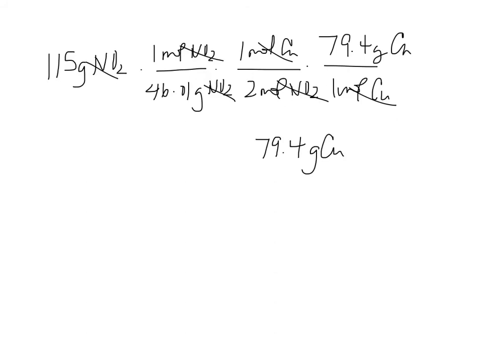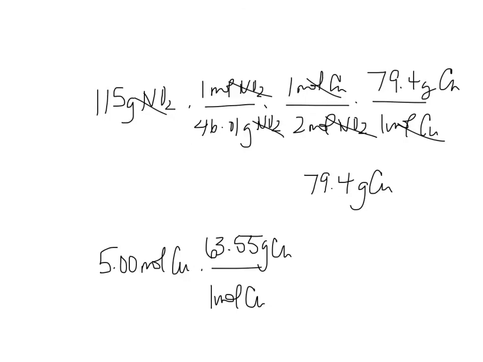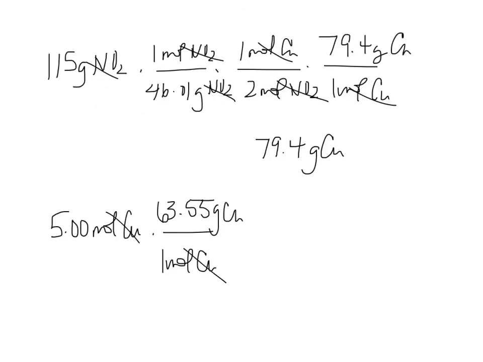Now this isn't our answer. It wants to know how many grams of the excess reactant is left over. But guess what? You don't know how many grams of the initial excess reactant there were because it gave it to you in terms of moles. So the first thing you have to do is find out how many grams 5 moles of copper is. Well, every 1 mole of copper has a mass of 63.55 grams of copper. Moles of copper cancel. 5 times 63.5.